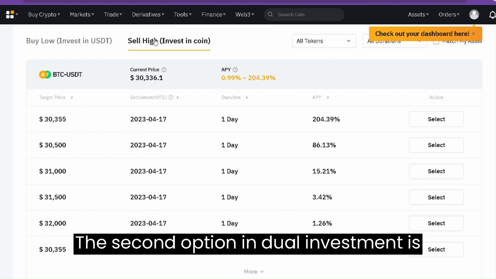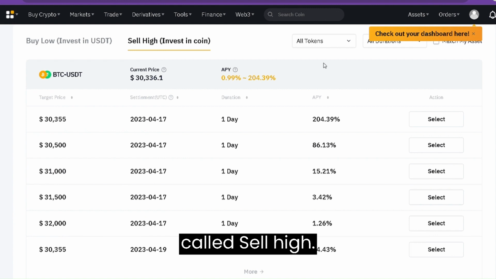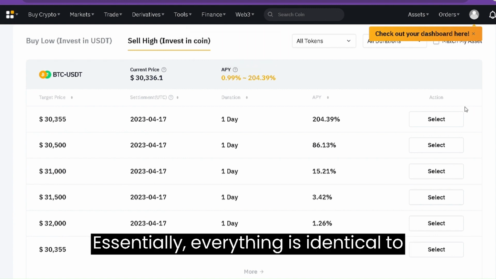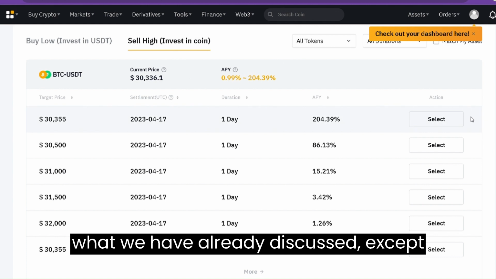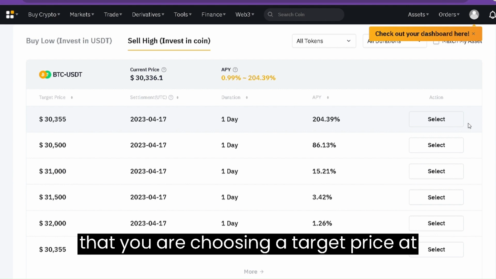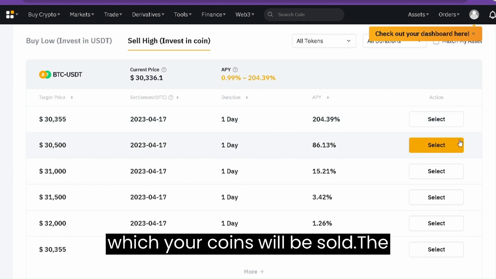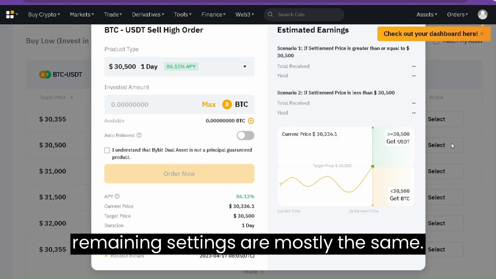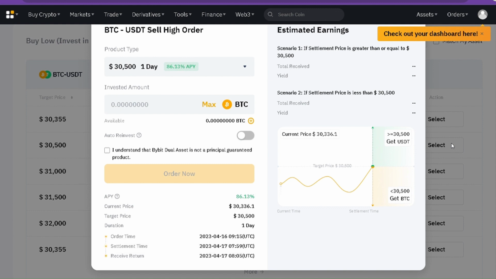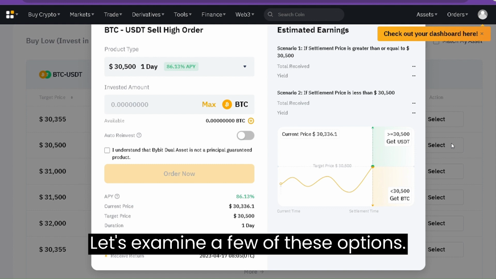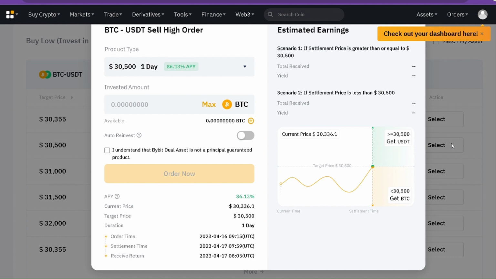The second option in dual investment is called sell high. Essentially, everything is identical to what we have already discussed, except that you are choosing a target price at which your coins will be sold. The remaining settings are mostly the same. Let's examine a few of these options.